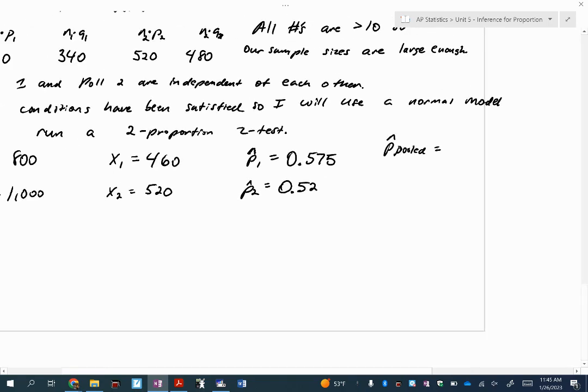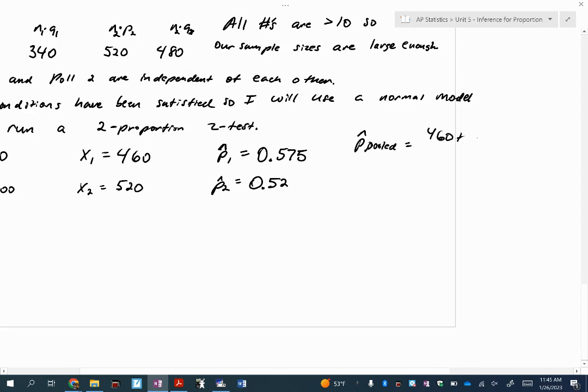So I'm going to do 460 plus 520 over 800 plus 1,000. That's the number of successes for both added together, divided by the number of people in each sample. So what is 980 divided by 1,800? I believe it's 0.54 repeating. All right, so that's new. We've never done that before. That is what we're doing for our two proportion z-test.